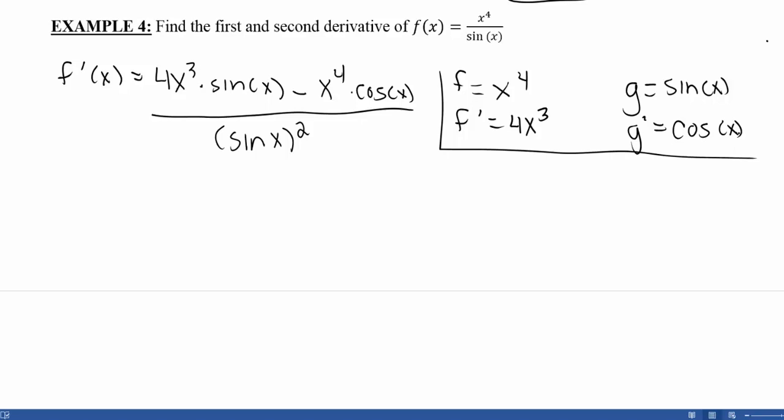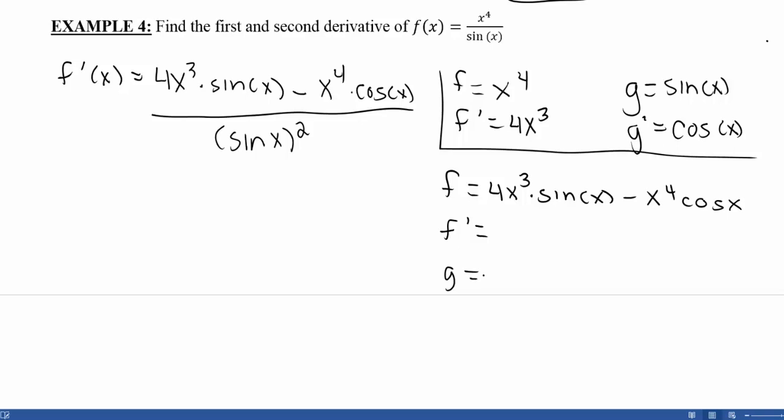So my f is going to be the numerator. So here, my f is 4x cubed times sine x minus x to the fourth cosine x. And from there, I need to find my derivative. And then my g is going to be sine of x squared. And I need to find my g prime. So let's start with f prime.